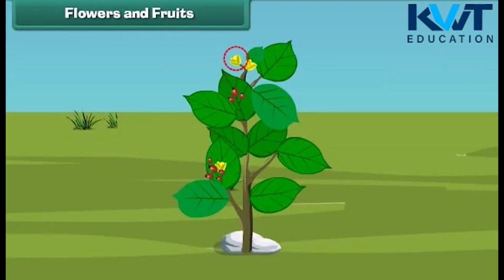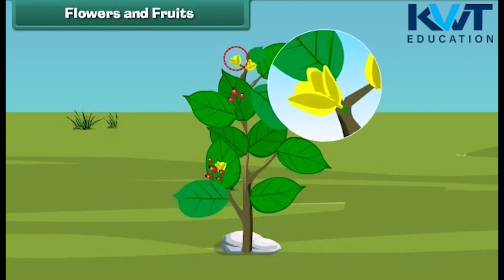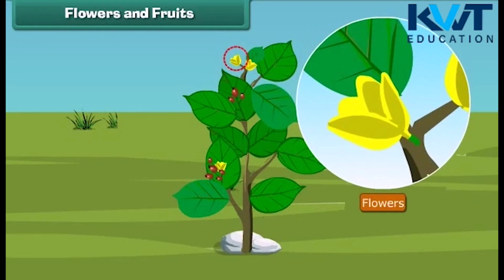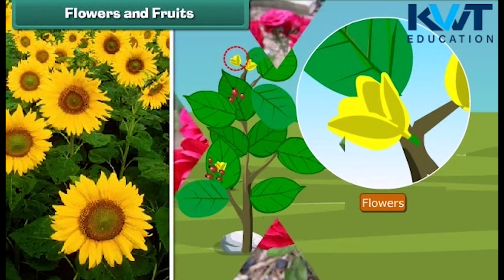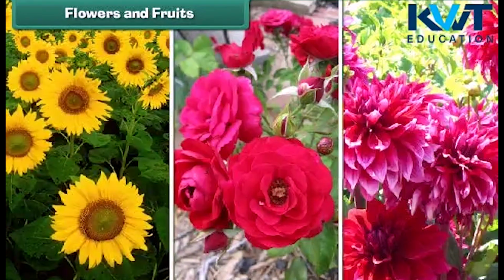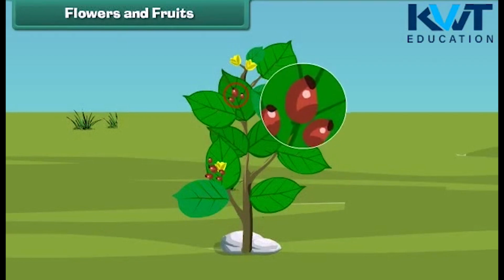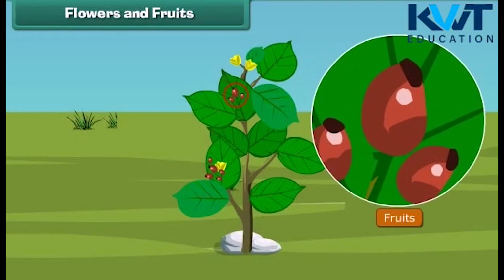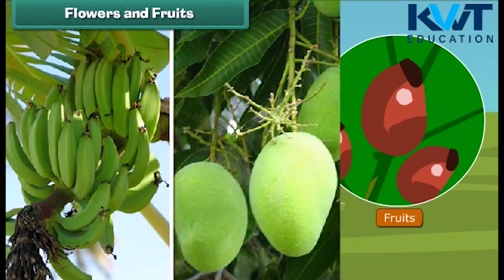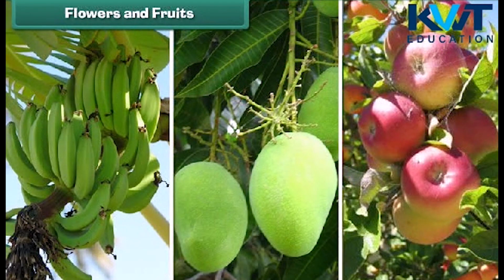Friends, now let's know about the most attractive and most beautiful part of the plant. Yes, that is the flower. Flowers are of different colors and types like sunflower, rose, and dahlia, and so on. I know that most of you also like fruits. Fruit is the juicy part of the plant. Fruits come in different shapes, sizes, and colors like banana, mango, and apple and oranges.